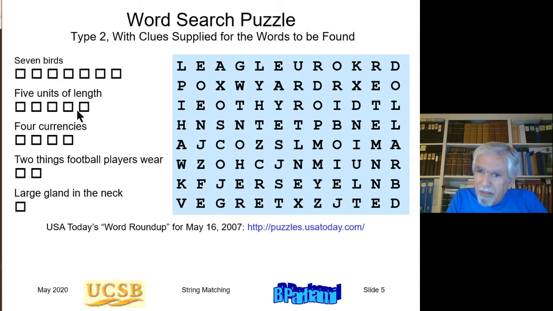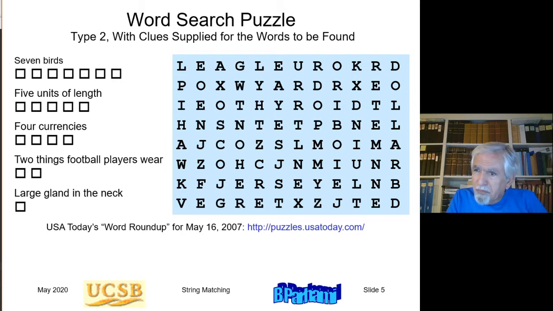5 units of length. And then as you find each of them, you put a check mark in this box. And then when all the boxes are checked, you're done. 4 currencies. 2 things football players wear. And a large gland in the neck.